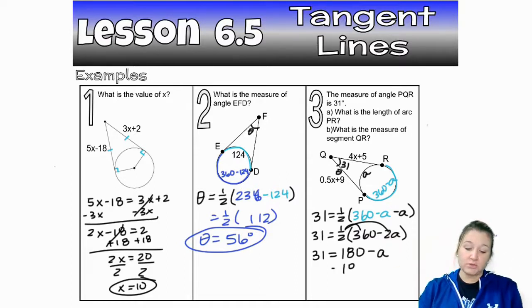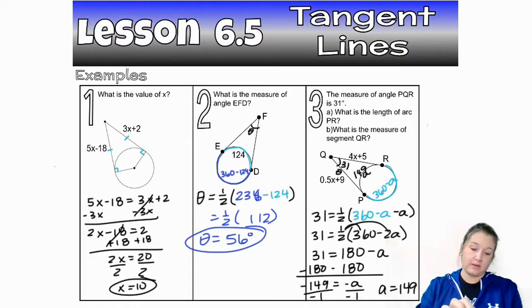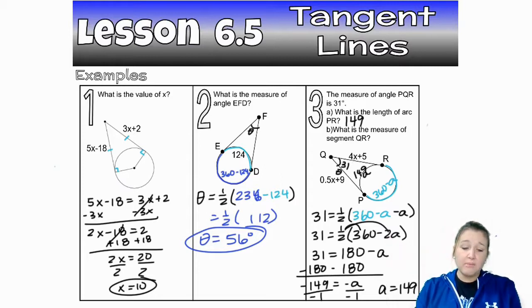So then I'm going to subtract 180 from each side, and I'm going to get negative 149 is equal to negative A. And so then I'm going to divide by negative 1 because that's that number out front. So A is equal to 149. So this is 149.